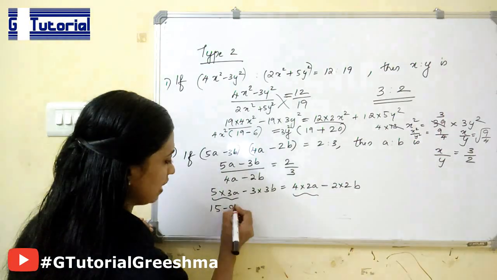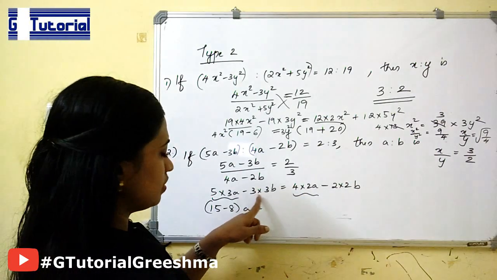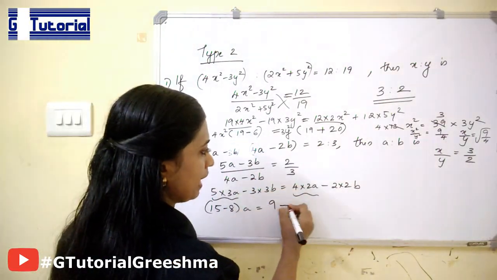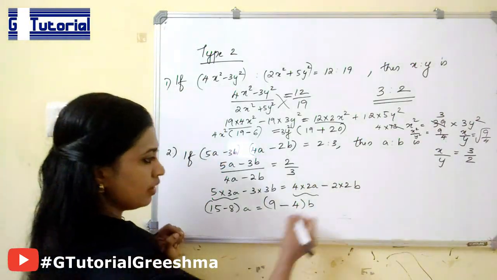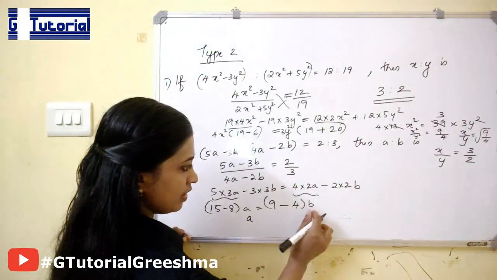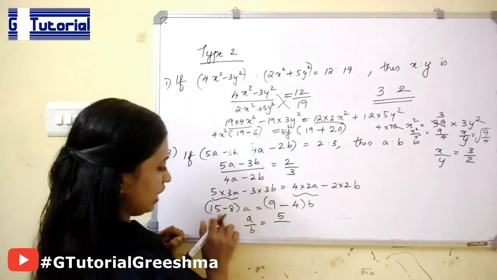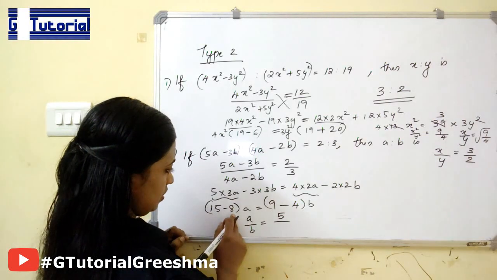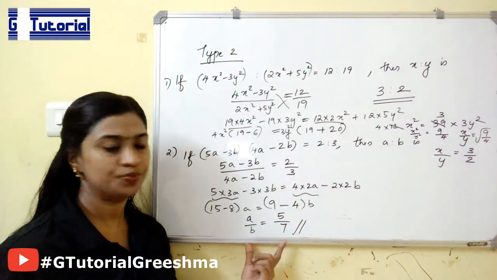15 minus 8a is equal to 3 into 3, 9. It is taken to the other side, so plus 9 minus 2 2s are 4, 4b. And what you have to find? A by b. So a divided by b is equal to 9 minus 4 is 5, and we are taking 15 by 8 to the other side. 15 minus 8 is 7. So 5 by 7 is the required ratio.